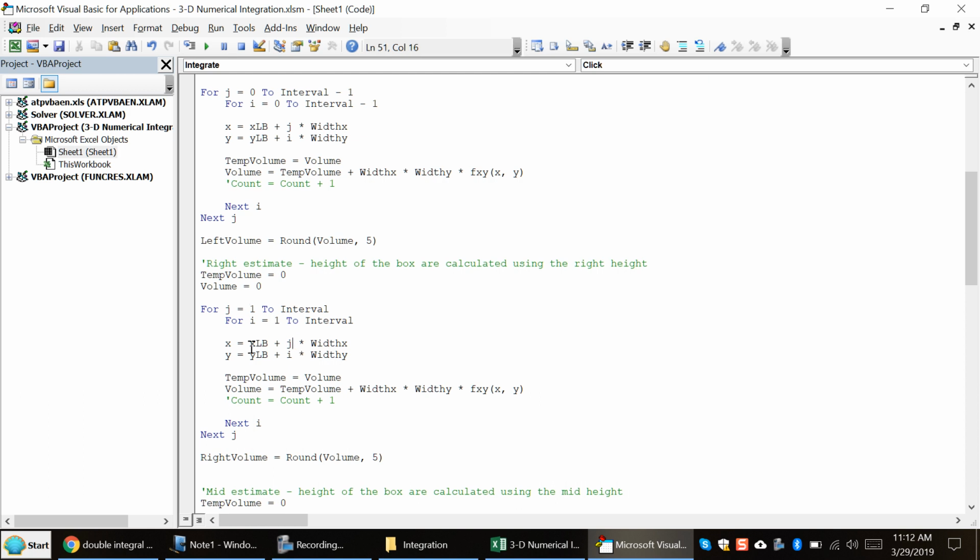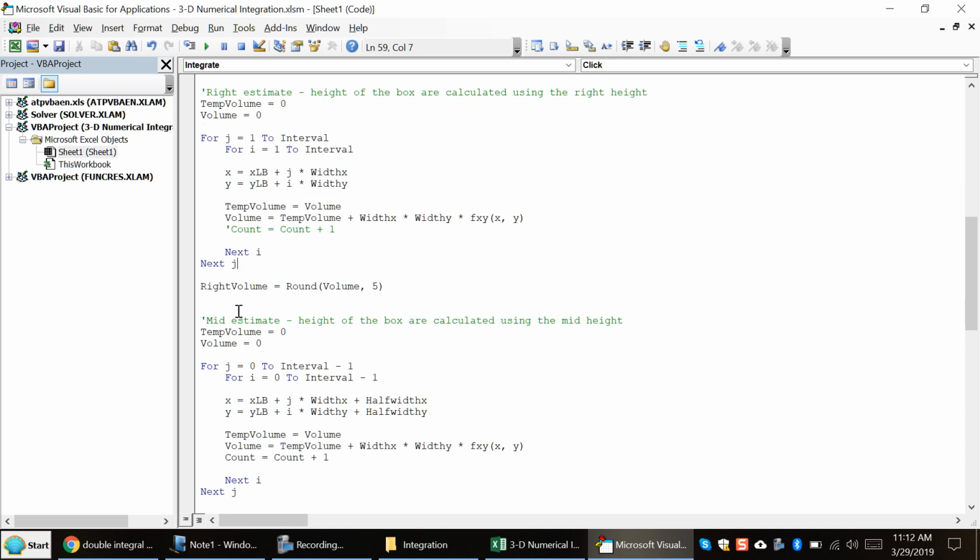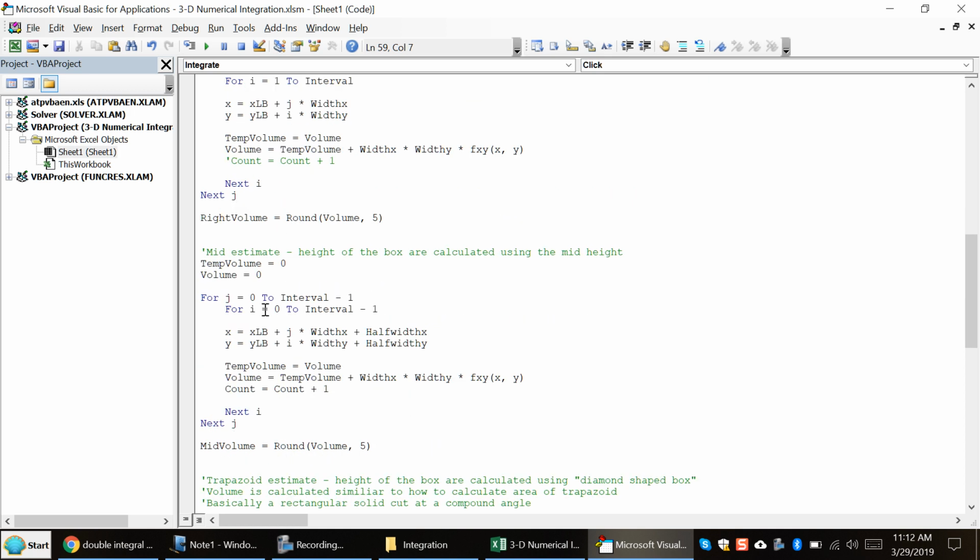So when I calculate this first value of x, it's going to be my lower bound plus 1 times my width, which moves me up to my right side upper corner of the box. And I do the exact same thing. All right. Midpoint's a little more complicated, but not really.